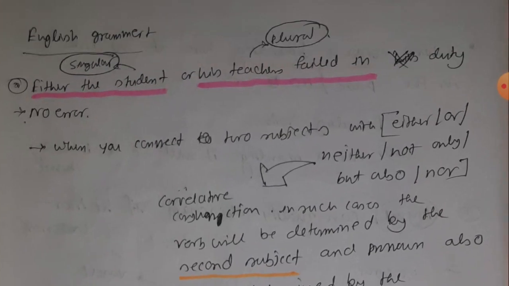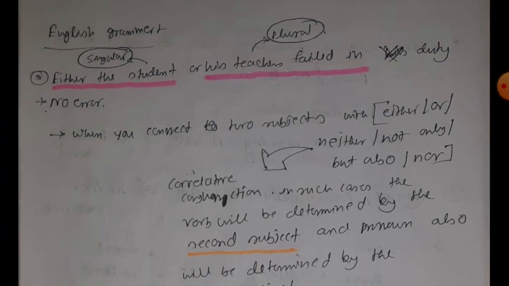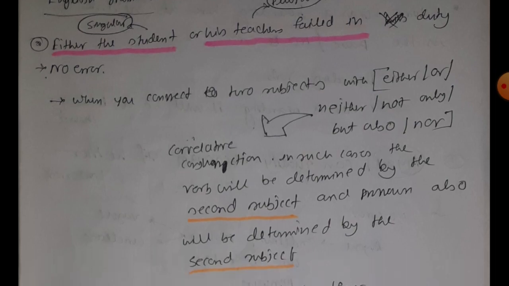I hope you have learned, although I am also learning English grammar for my exam. So thank you for being with me in this class. Today we have discussed that whenever we are using either or, neither nor, not only but also, and we are trying to join two subjects, we have to focus on the second subject to determine what will be the pronoun and what will be the verb, okay.